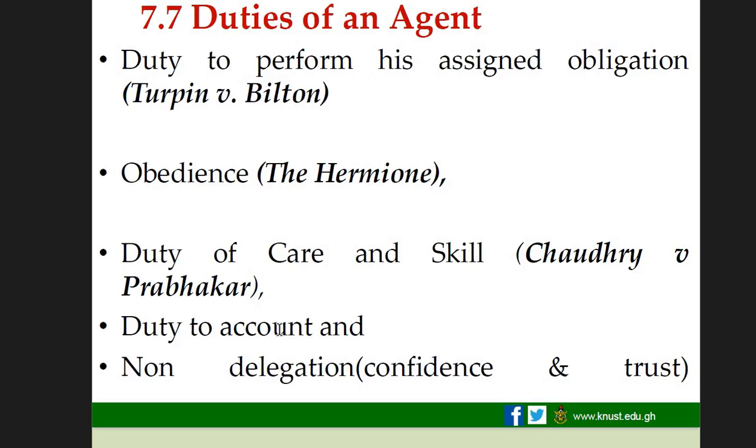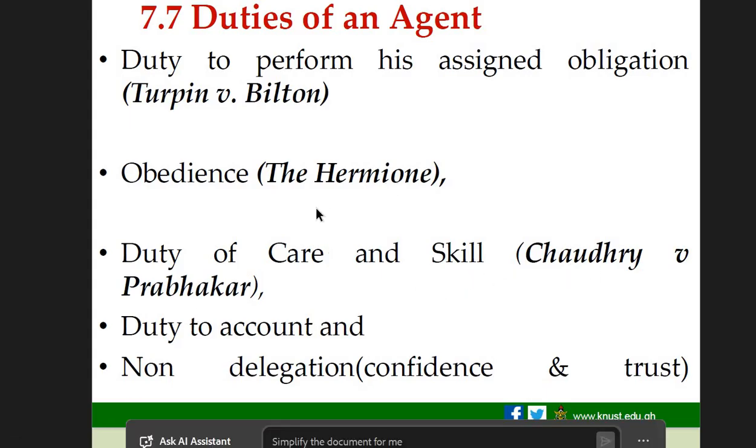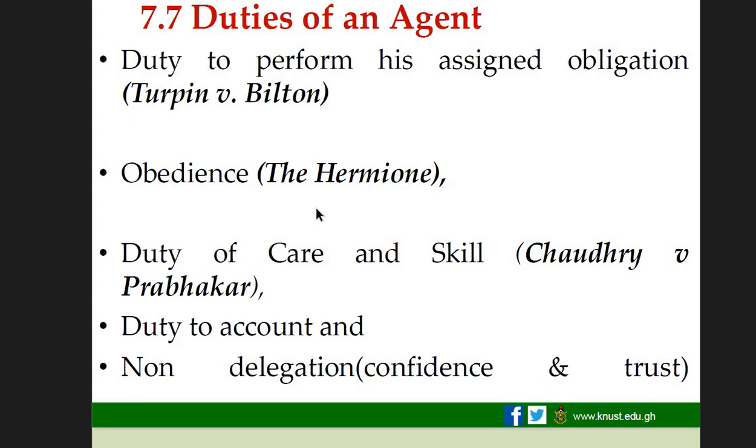So let's move on. Duties of an agent. Duty to perform his assigned obligation. Exactly. Do the job assigned, like delivering goods, signing deals, whatever has been assigned to you, you make sure you do it. Then obedience. Here, just obey lawful instructions. You must follow whatever the principal will say. And the third one here, we are saying duty of care and skill. You need to be very careful and you need to be a skilled person. You must act like someone reasonable in their role. You have to be smart.